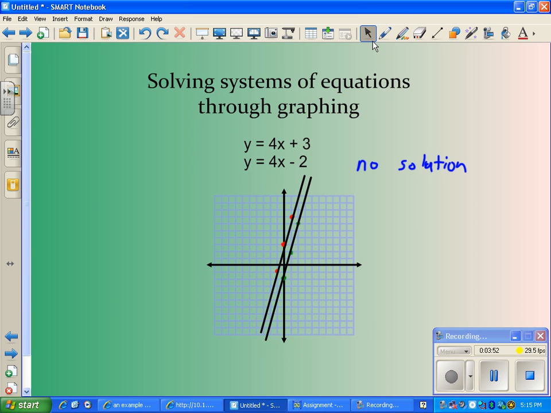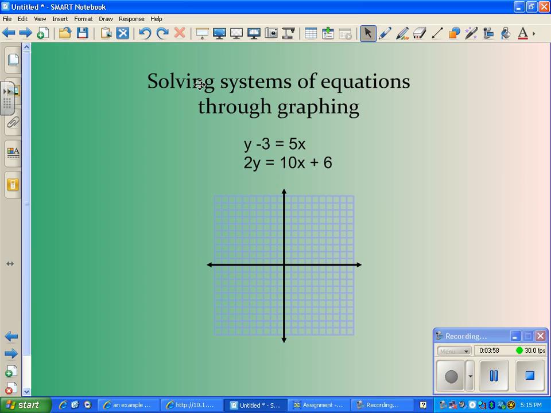So if it has the same slope, no solution, unless, and there's one other case, if it has the same slope. So again, if you're not done writing that down, pause the video and then resume it again. So we're going to look at the third case. We have to get y by itself. So this first equation, that's pretty easy. We just have to add 3 to both sides. So y is going to equal 5x plus 3.